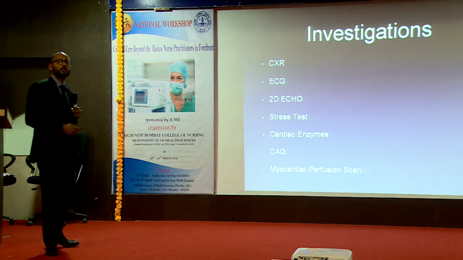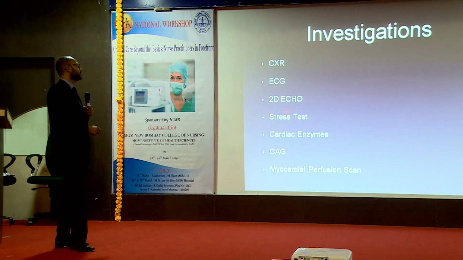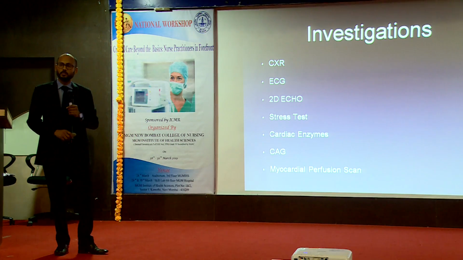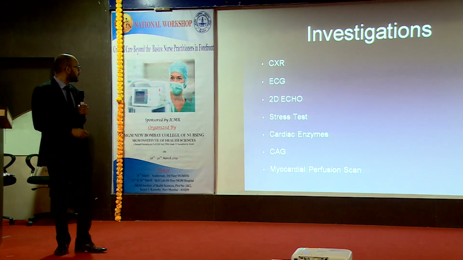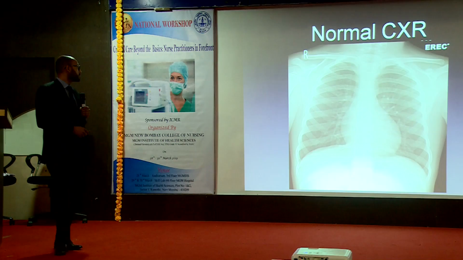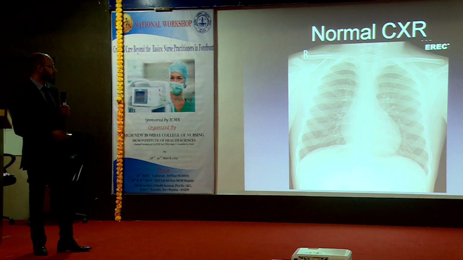Beyond this, if you're thinking of coronary artery disease, you'll get things like stress tests, cardiac enzymes, coronary angiograms, myocardial perfusion scans. I'm just going to talk a little bit about the top ones. So chest X-ray, this is what a normal chest X-ray looks like. Clear lung fields, this area is the aortic arch. This area is where the pulmonary artery will be. It's called the pulmonary bay.